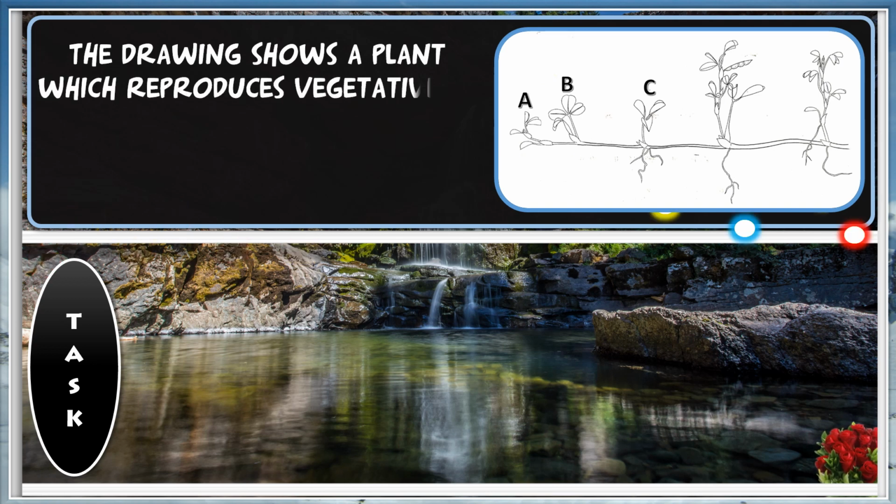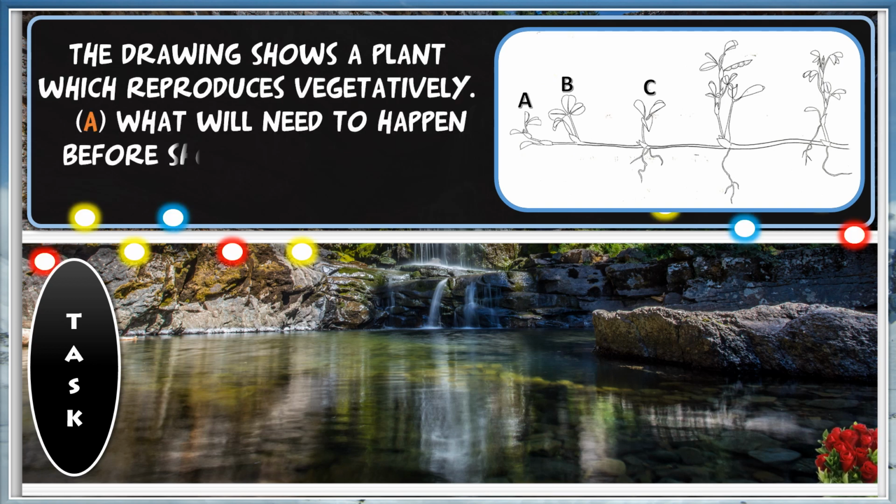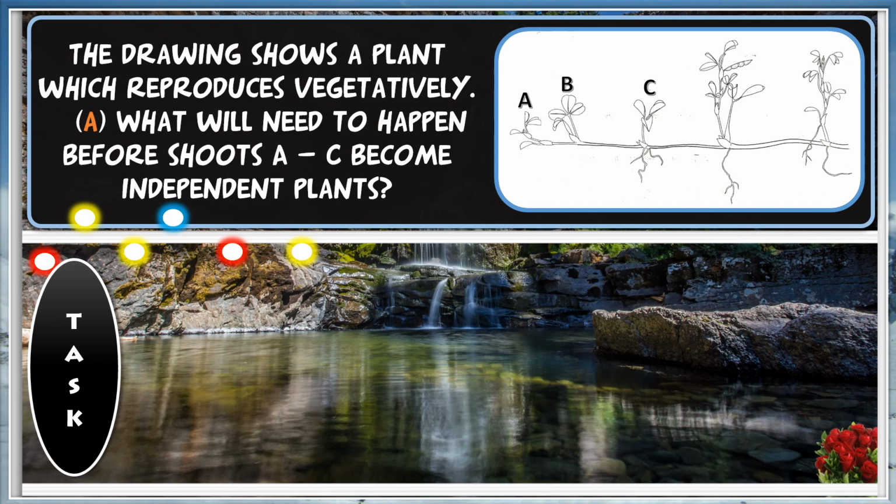The drawing shows a plant which reproduces vegetatively. Part A. What will need to happen before shoots A to C become independent plants?